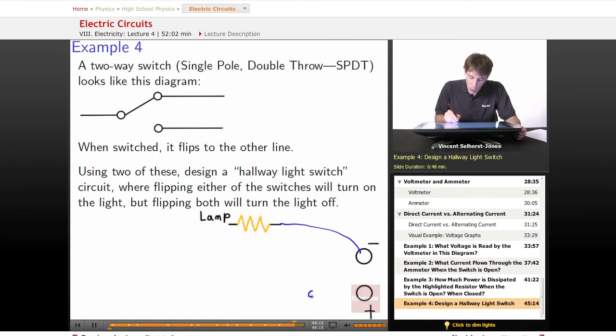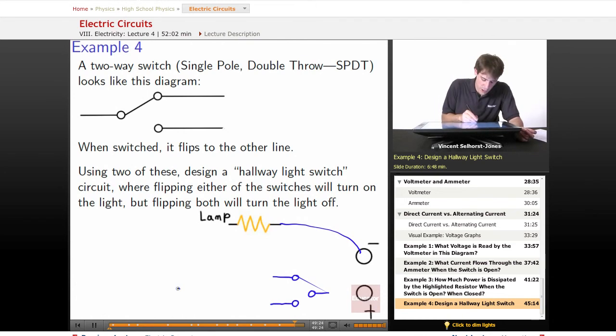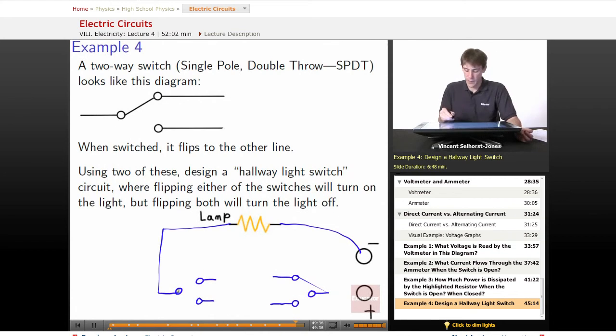Now, if we've got one of these switches over here, right, and we put another one of these switches over here, so they're facing each other, we can connect this switch like that. And we'll connect this switch to the power source. Now we need some way for them to talk.